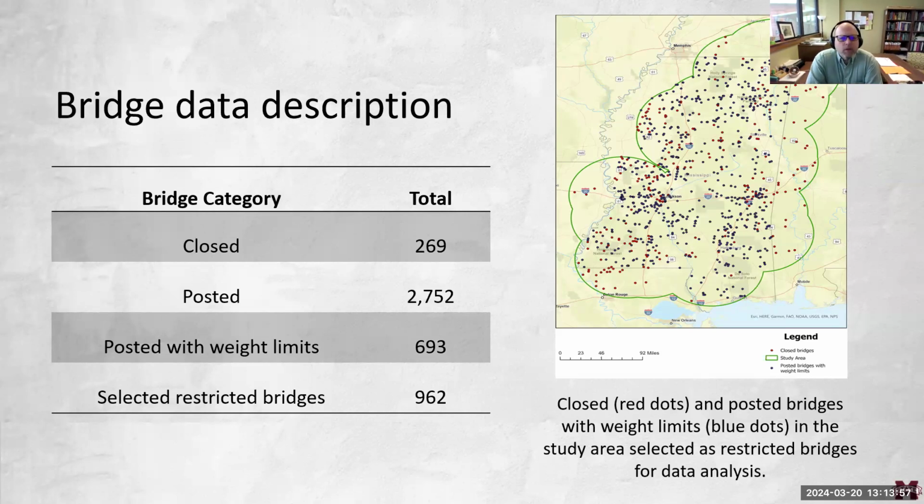So you can see a number of the bridge data descriptions over there in terms of closed and posted, to give you a little context of, okay, well, that's a lot, but out of how many, right? It's always, what's the denominator? So according to 2022 National Bridge Inventory data from the Federal Highway Administration, 6.5% of bridges in Mississippi are structurally deficient. That's about 1,090. Another roughly 2,500 are posted for lower weight limits.